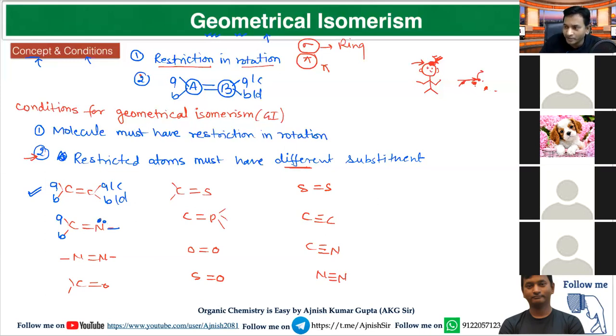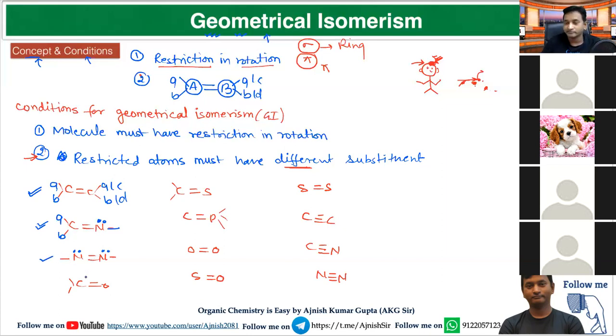The substituent may be a lone pair or a bond pair, no matter. A has a different substituent, B has a different substituent. That means this will also show GI. Here, nitrogen has a lone pair, nitrogen has a bond pair. A has a different substituent, B has a different substituent. That means this will show GI.